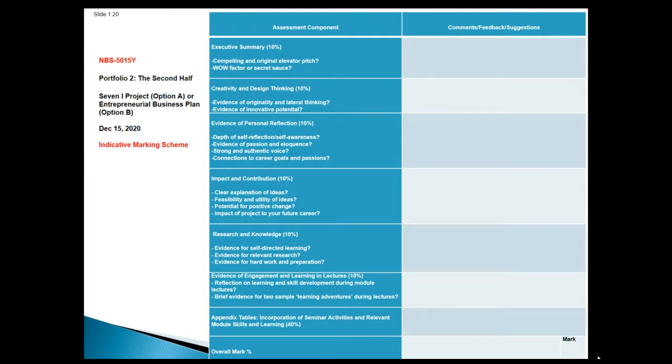And then lecture evidence will be 10% as usual. These are the paragraphs plus 2 learning adventures. And the appendices, which are the seminar evidences. So there are 8 seminars. You will include all of them one by one in the correct order. And that will be 40%. So that is your portfolio, and you will be graded on the basis of these criteria.